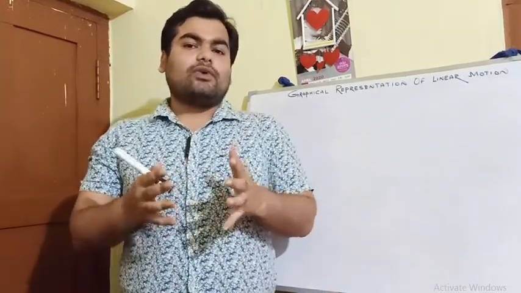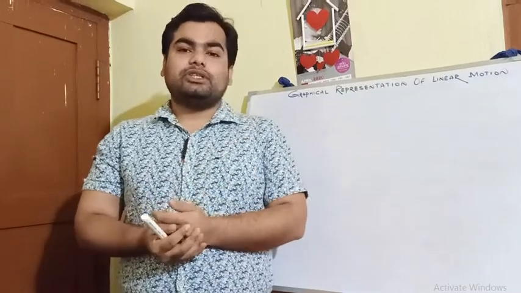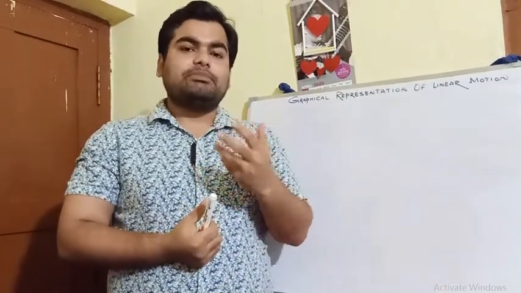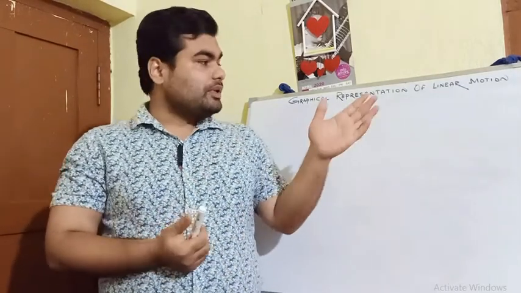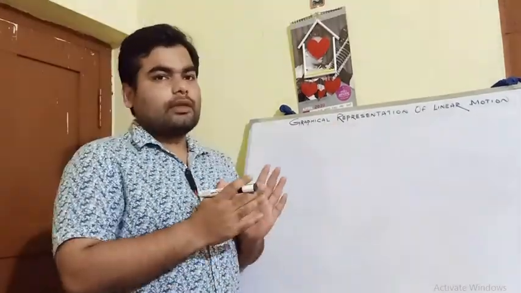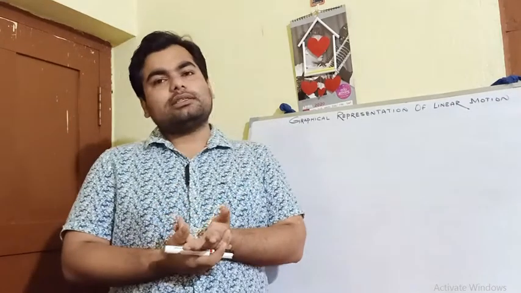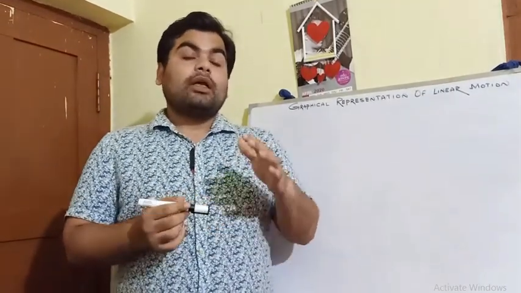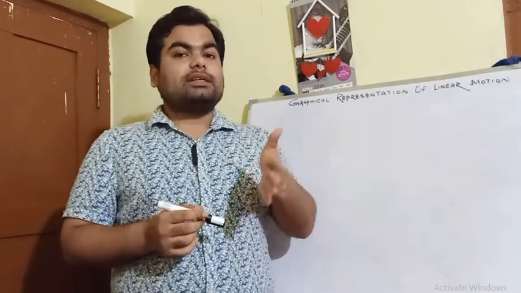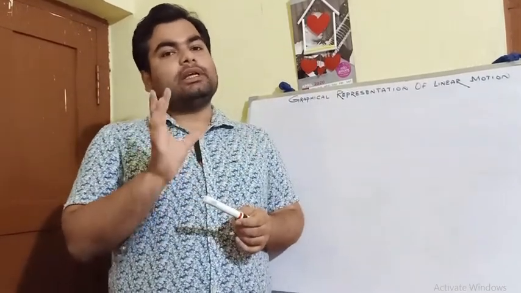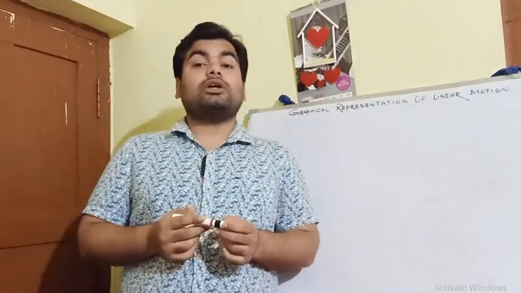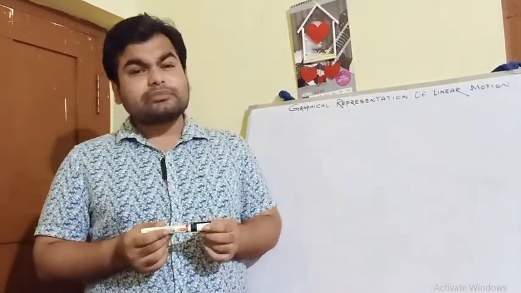You have some sort of confusion in graphical representation of linear motion and that you have shared with me. Today I am going to discuss that part. I have already discussed linear motion. What is it? If a body moves in a straight line path, its motion is in one dimension and is called linear motion or rectilinear motion.